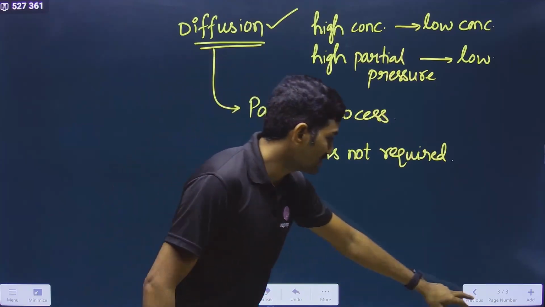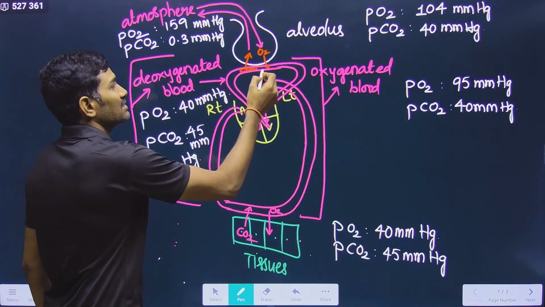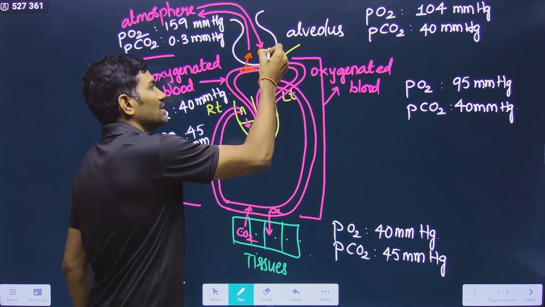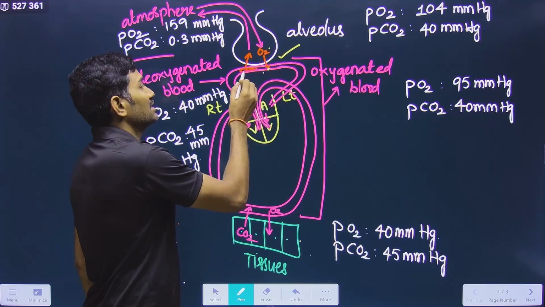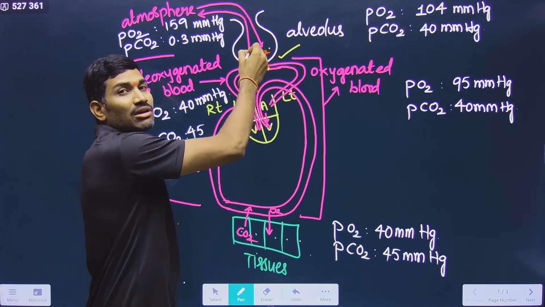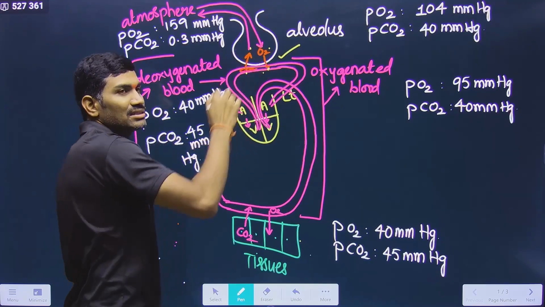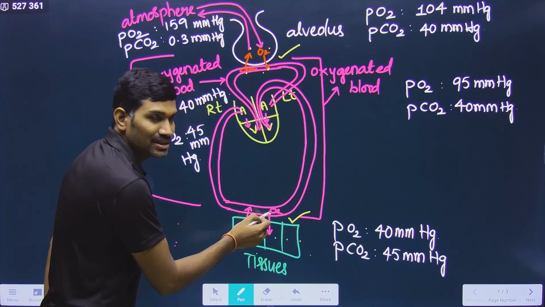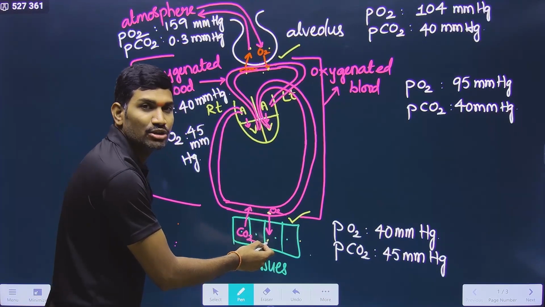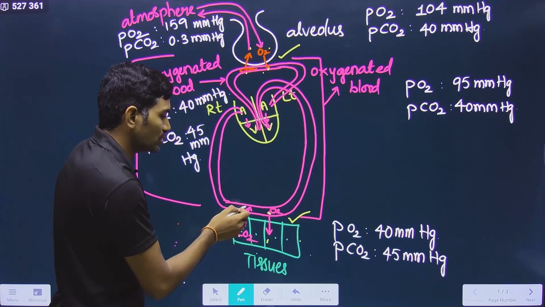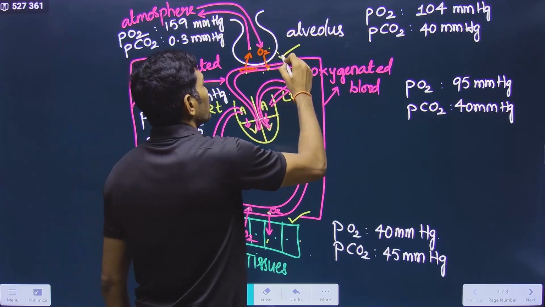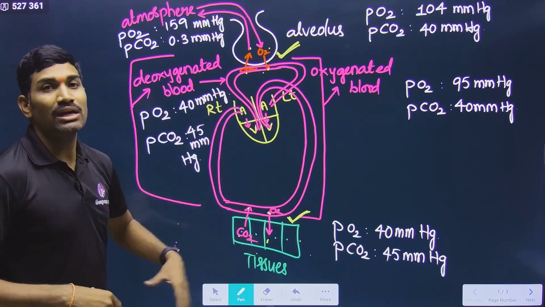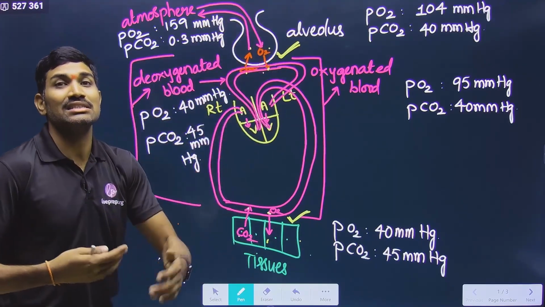At which location will exchange of gases occur? Observe carefully. Exchange of gases is occurring at the level of alveoli. That means oxygen from the alveolus will enter into the blood capillaries, and CO2 from the blood capillaries will enter into the alveoli. This is where exchange of gas is taking place. And second point, at the level of tissues, oxygen from the blood capillaries is coming into the tissues, and CO2 from the tissues is going into the blood capillaries. These are the two locations that we are focusing on, and at these two locations we are studying exchange of gases.